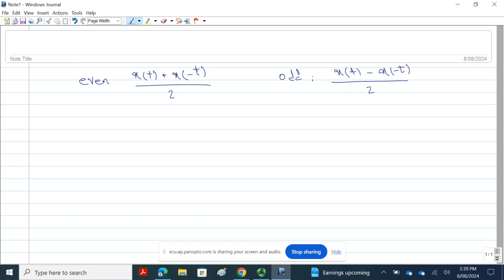So in general, always remember these three points: being symmetrical, then the definition in terms of mathematics, and then the formulas to find odd and even parts. Now, just a reminder from last week, if this is x(t), what will be x(-t)? Exactly. You flip it to the left. So that will be x(-t), right? Now, another reminder from math.